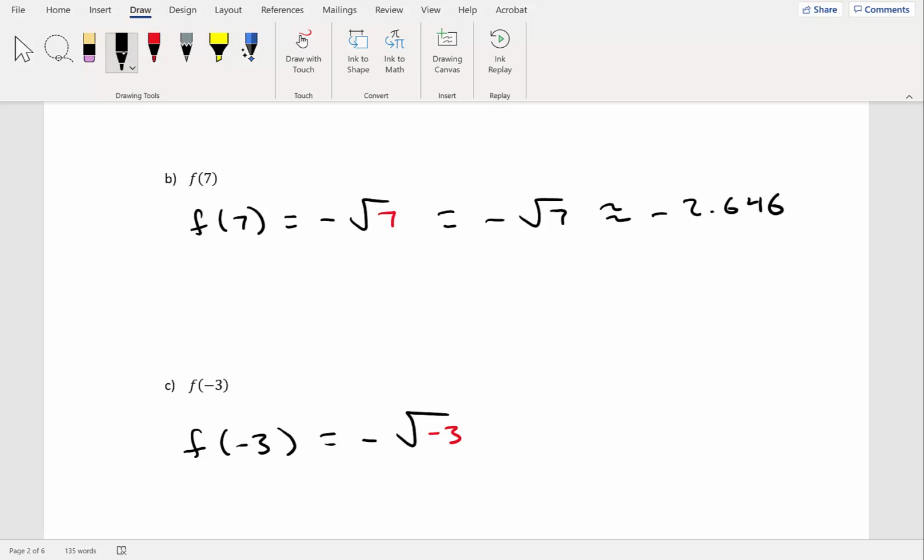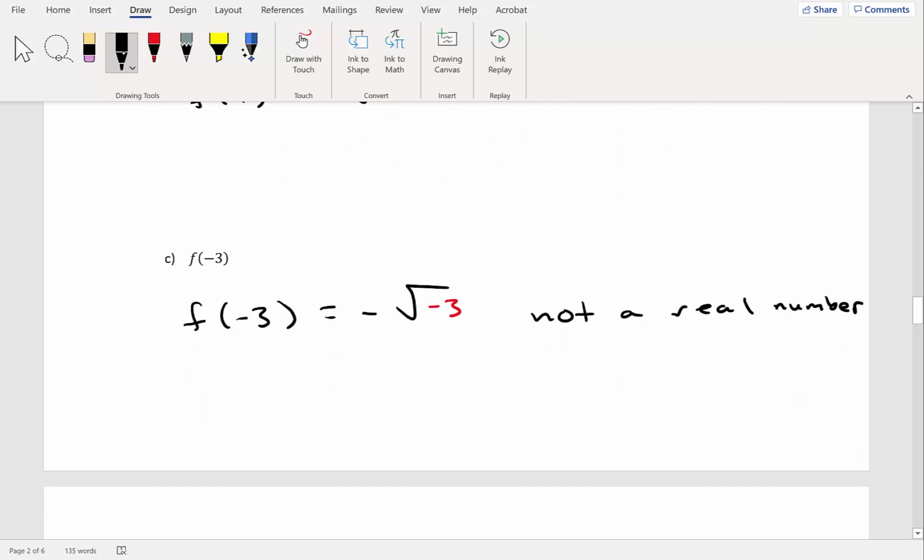But now notice, we have a negative inside the square root. So right away, I know that this is not a real number. Later on, we'll see how to simplify that even further. But for now, not a real number. This is something called an imaginary number or a complex number. We'll see that later on, I believe in chapter 8.